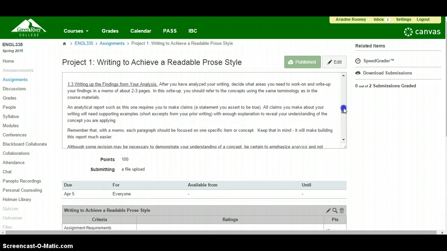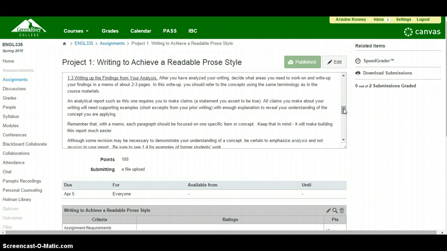1.3, writing up the findings from your analysis. After you have analyzed your writing, decide what areas you need to work on and write up your findings in a memo of about 2 to 3 pages. In this write-up, you should refer to concepts using the same terminology as in the course materials. In one of those lectures, I talk about cutting the fat. So if you refer to cutting the fat, I'll know what that means. You can use that, but make sure it's in the lectures or in the book, so we're all on the same page.